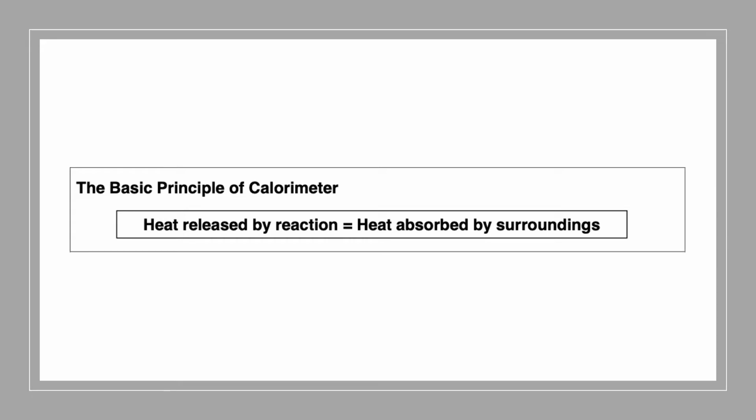In calorimetry, the basic principle applied is that the heat released by the reaction will be equal to the heat absorbed by the surrounding. Whatever heat is released by a reaction, of course, we cannot identify it. For example, if you burn something, we will not know how much heat is produced. That is what we call heat released by the reaction.